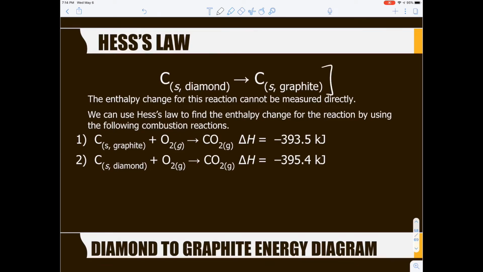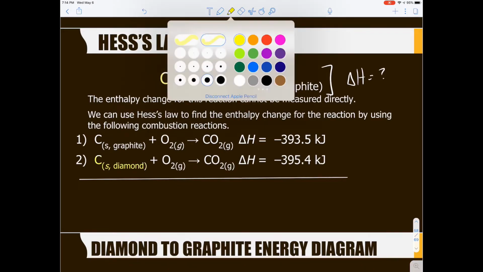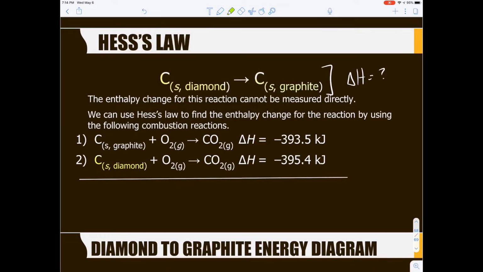This is our target equation. What is delta H for this equation? We know delta H for these two other equations, and you can see that they have some of the same stuff in them, like carbon as diamond and carbon as graphite, but there's all this other stuff also. So we need to find a way to add these together so that everything cancels except for diamond and graphite.